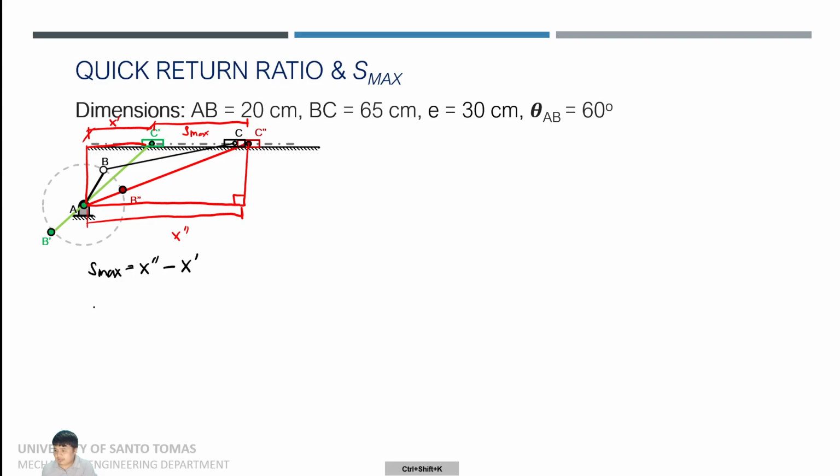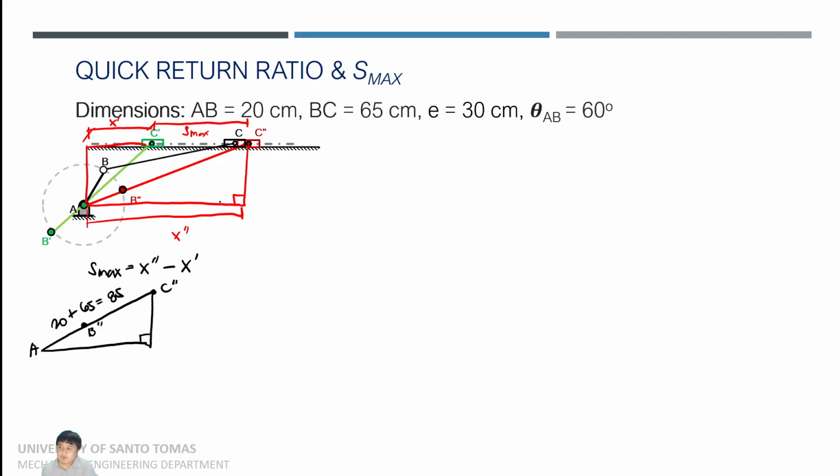So you have a triangle here. We can start with this other extreme position. So you have here A, you have here B double prime, you have here C double prime. So the length here is AB plus BC basically. So you have 20 plus 65, which is 85 centimeters.